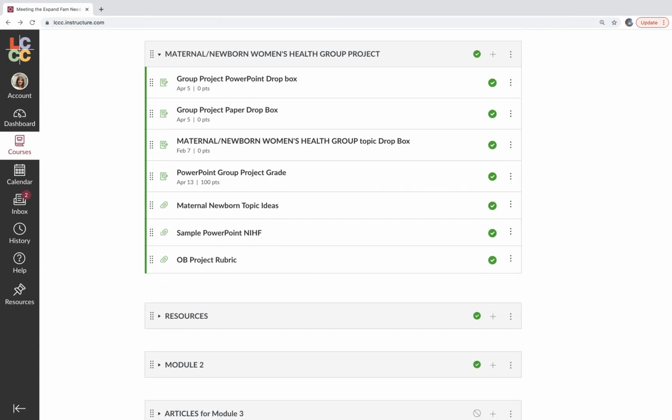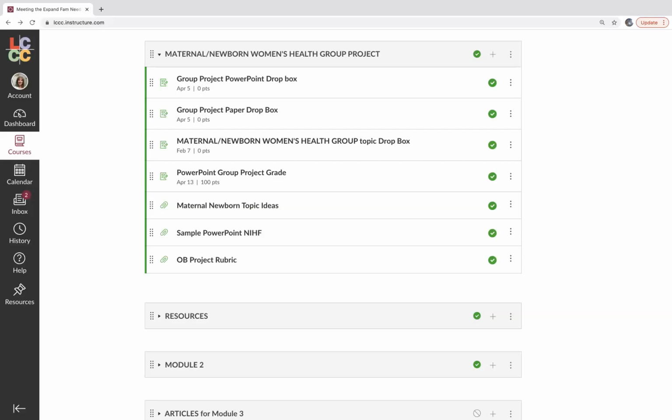So you have the first one, the group project PowerPoint drop box. That's where you're going to put your PowerPoint on April 5th. And then group project paper, that's where you're going to submit the paper. For the PowerPoint, make sure you have everything in your PowerPoint that is in that rubric. So your rubric and your PowerPoint should mirror each other. Your paper is going to be a summary in SBAR summarizing your PowerPoint.